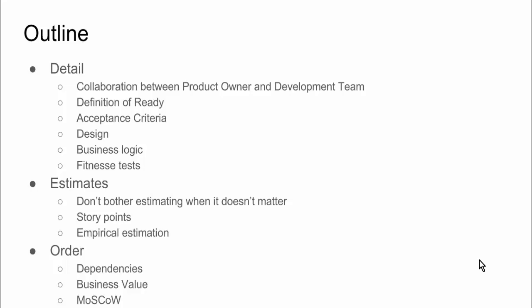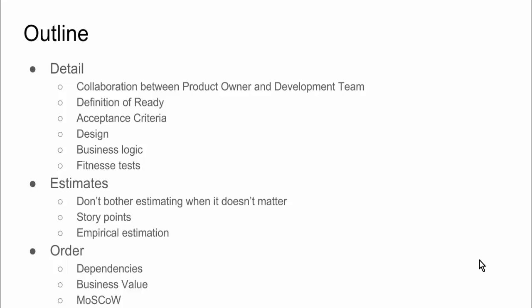Second, I'll talk about estimates. Here, the top level comment is, don't bother estimating when it doesn't matter. There are many teams that do not estimate user stories. They just make sure that they're small enough. Story points are probably the most common way to estimate on a Scrum team. That's a way to do it. The way I recommend is to use empirical data to create estimates. So in fact, that doesn't take almost any time whatsoever. You're just using the historical data of how long it took a story to complete.